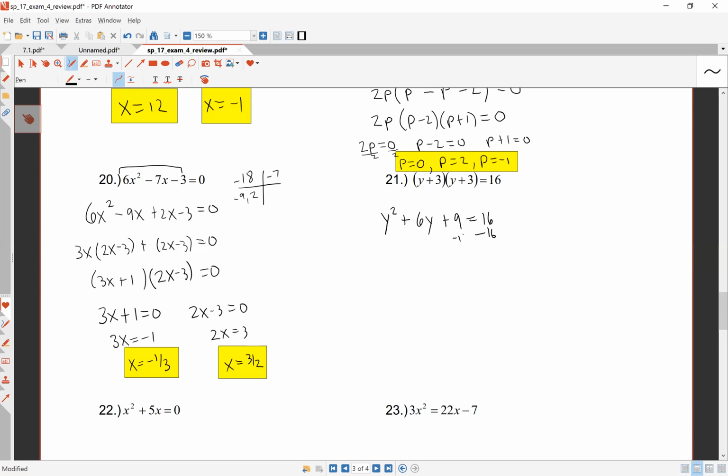Subtract 16 from both sides, and I get y squared plus 6y, 9 minus 16 is negative 7. So then we factor: y plus 7 and y minus 1 equals 0. Setting those two factors equal to 0, y plus 7 equals 0, or y minus 1 equals 0, tells us that y equals negative 7 and y equals 1.